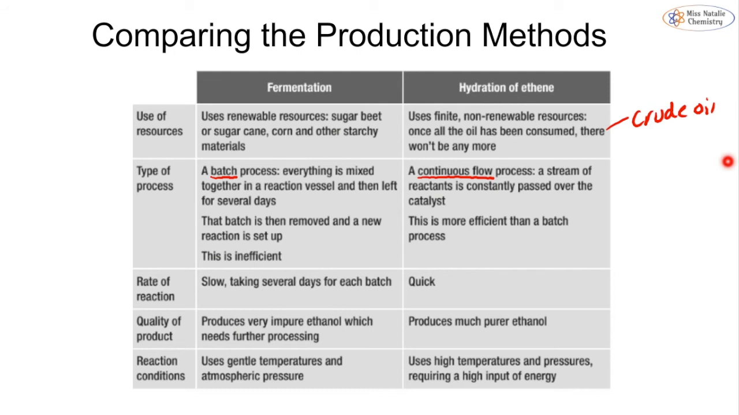and that's a major disadvantage. So any company that's wanting to produce ethanol is going to have to weigh up their advantages and disadvantages and figure out what works best for them. For some companies, fermentation is better because they have better access to sugar, but for others, they might need it quicker and a much purer product, so they may choose to use hydration. What's important is that you can compare and contrast both methods in an exam.